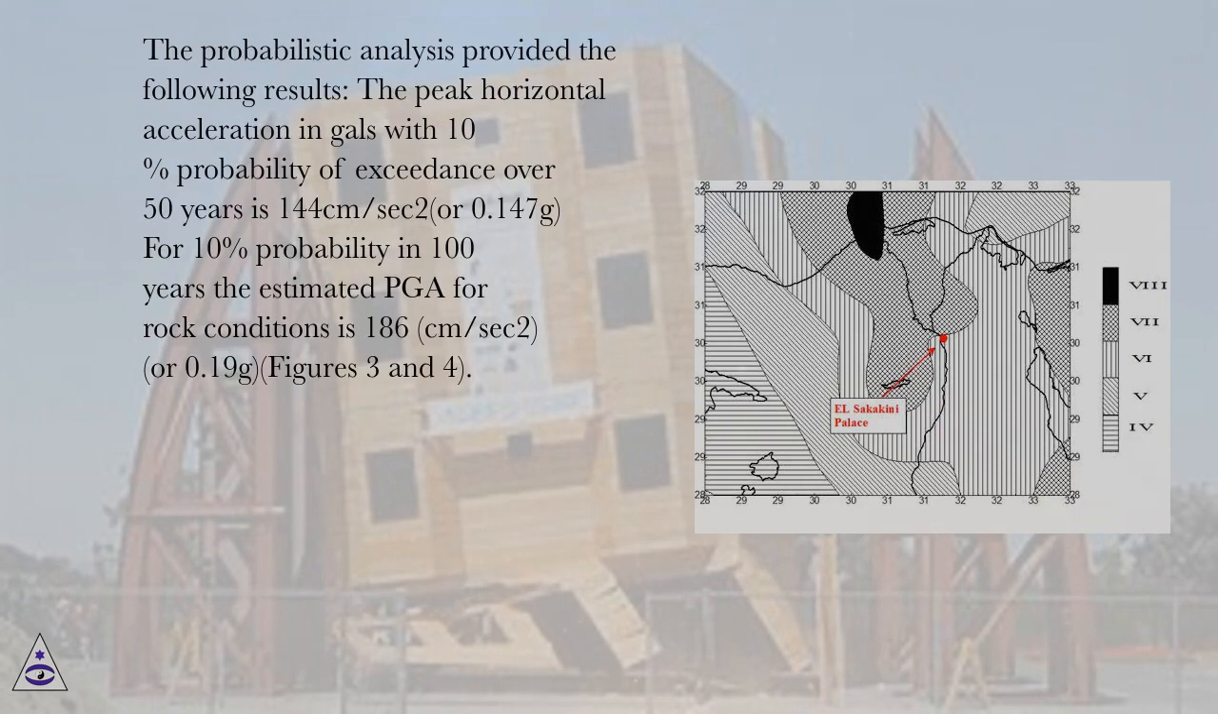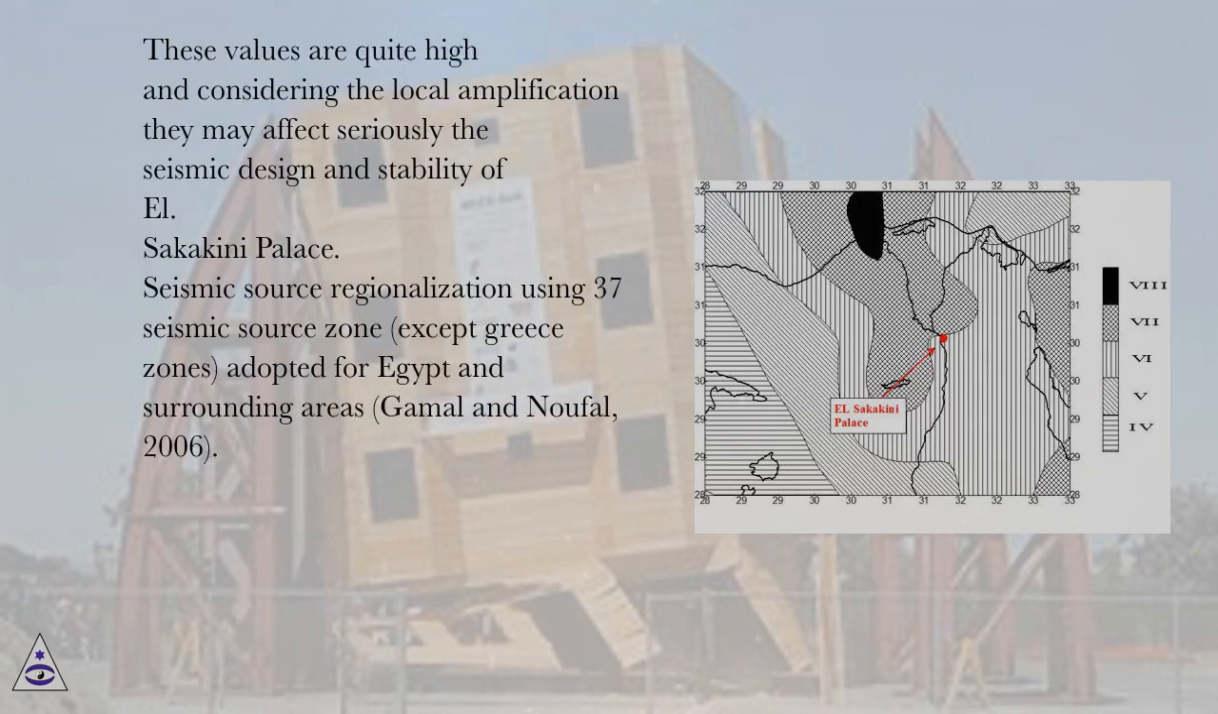The peak horizontal acceleration in Gal with 10% probability of exceedance over 50 years is 144 cm/sec2, or 0.147 g. For 10% probability in 100 years, the estimated PGA for rock conditions is 186 cm/sec2, or 0.19 g. Figures 3 and 4. These values are quite high, and considering the local amplification they may seriously affect the seismic design and stability of Sakakini Palace.